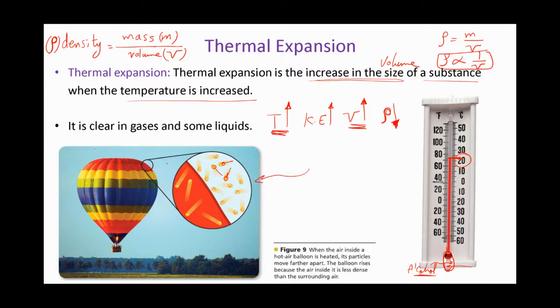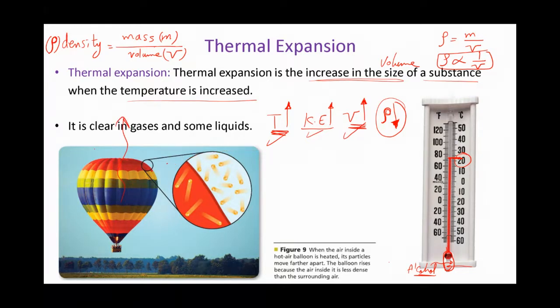Also here in the balloon, to increase the temperature, they heat up the gas inside. So this heating up of the gas will increase the temperature of the gas. This will increase the kinetic energy. So it will increase the distance between the particles, and this will decrease the density of the gas inside the balloon. So inside the balloon, the density is lower than outside, and this helps the balloon to move up.